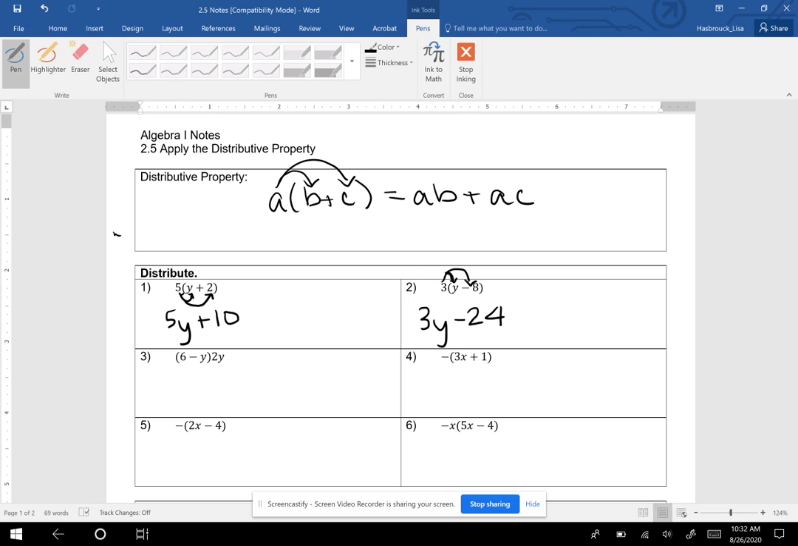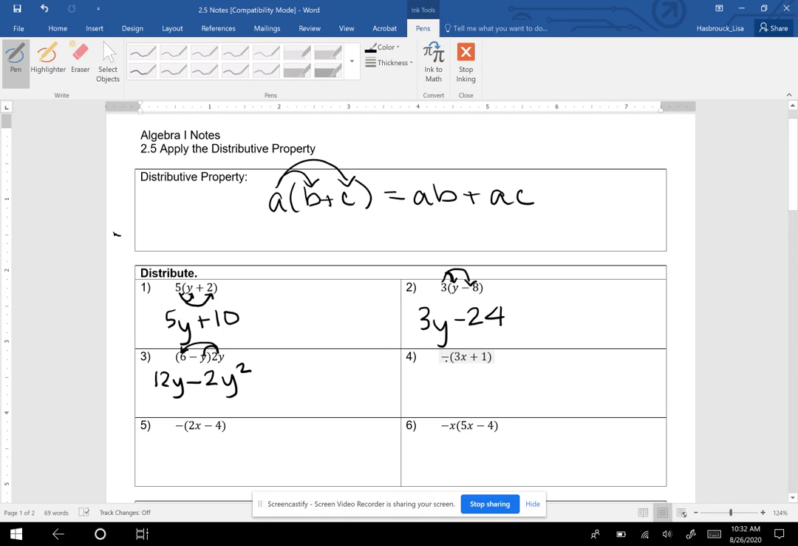Number 3 looks a little different, but it's the same process. The only difference is the number we're multiplying by is on the right-hand side instead of the left. So I'm going to take 2y times 6 to get 12y, and then 2y times minus y. So it is going to be a minus here, and then y times y is y squared, so it's 2y squared.